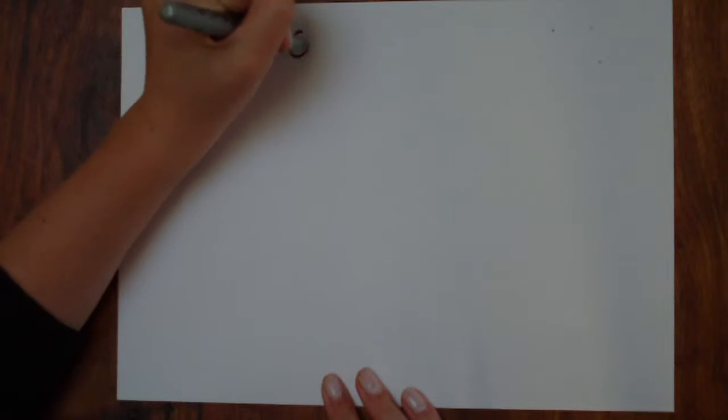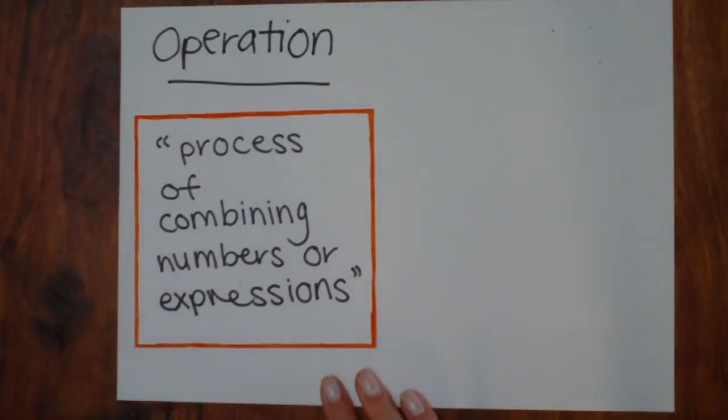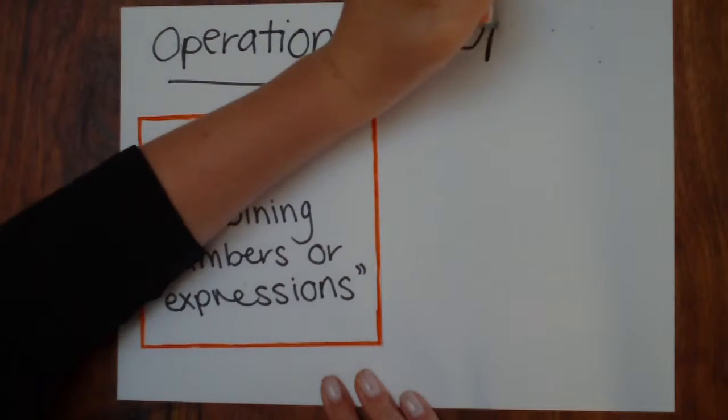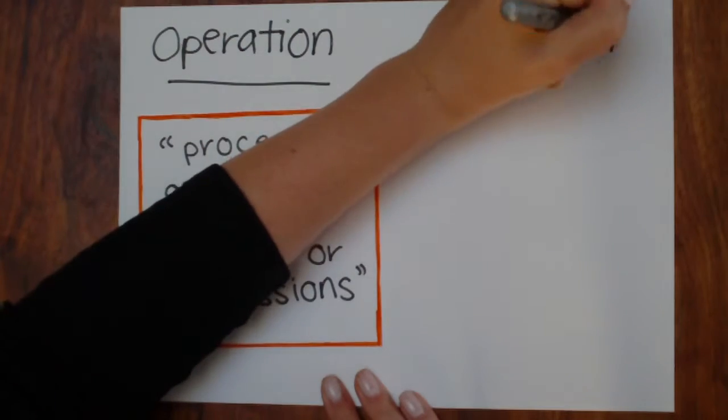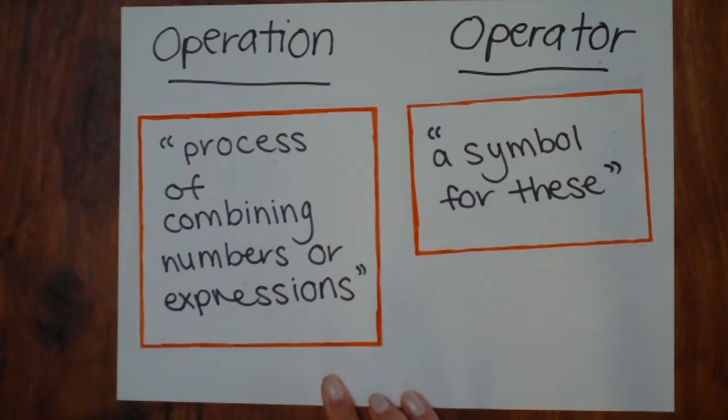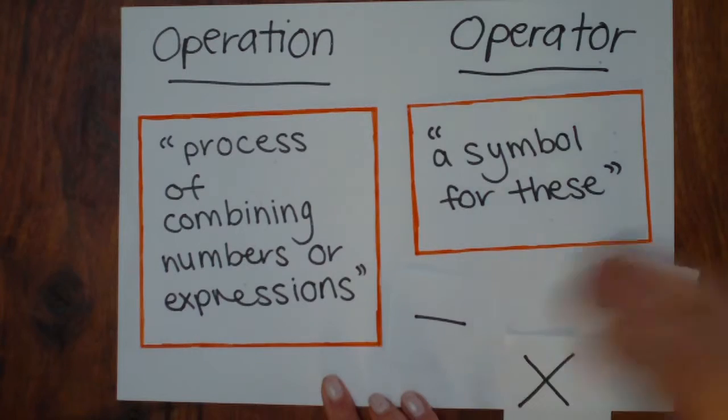Operation is the process of combining numbers or expressions. In the primary classroom, this involves addition, subtraction, multiplication, and division. An operator is a symbol for these. Ensure students avoid using the word plus symbol and engage with the language of operator.